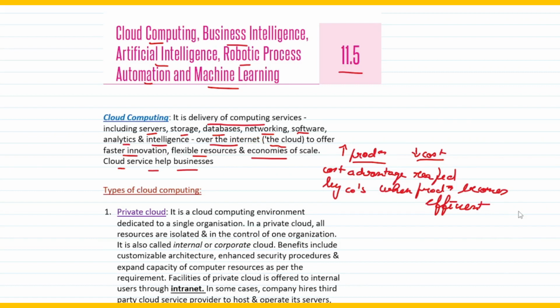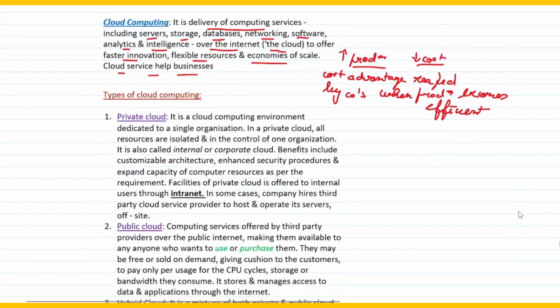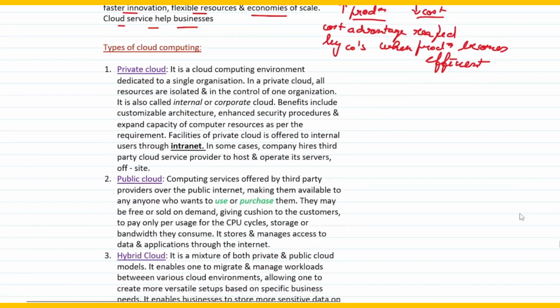Okay, let's move on to different types of cloud computing. Now there are basically 3 types of cloud computing. First one is called private cloud, second is public cloud and third one is called hybrid cloud. Okay, what do you mean by a private cloud? A cloud computing environment dedicated to a single organization. So when it is organization specific, that is called a private cloud, right? In private cloud, all resources are isolated and in the control of one organization.